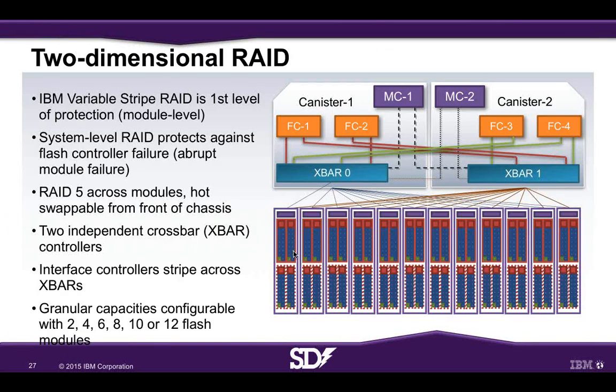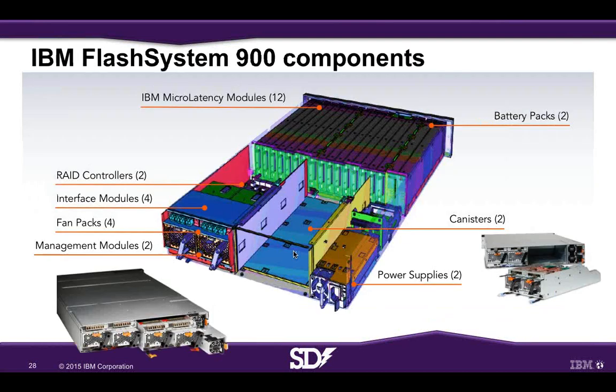Then from an array perspective, as I mentioned, all of that happens in the modules. But then we take the modules and do this stripe set, a RAID 5 stripe, across the modules. So we have 10 data modules, one parity module, and one hot spare. That gives us the enterprise class hot swappability, no single point of failure that I mentioned. All of this goes in this box, and I won't spend too much more time here.